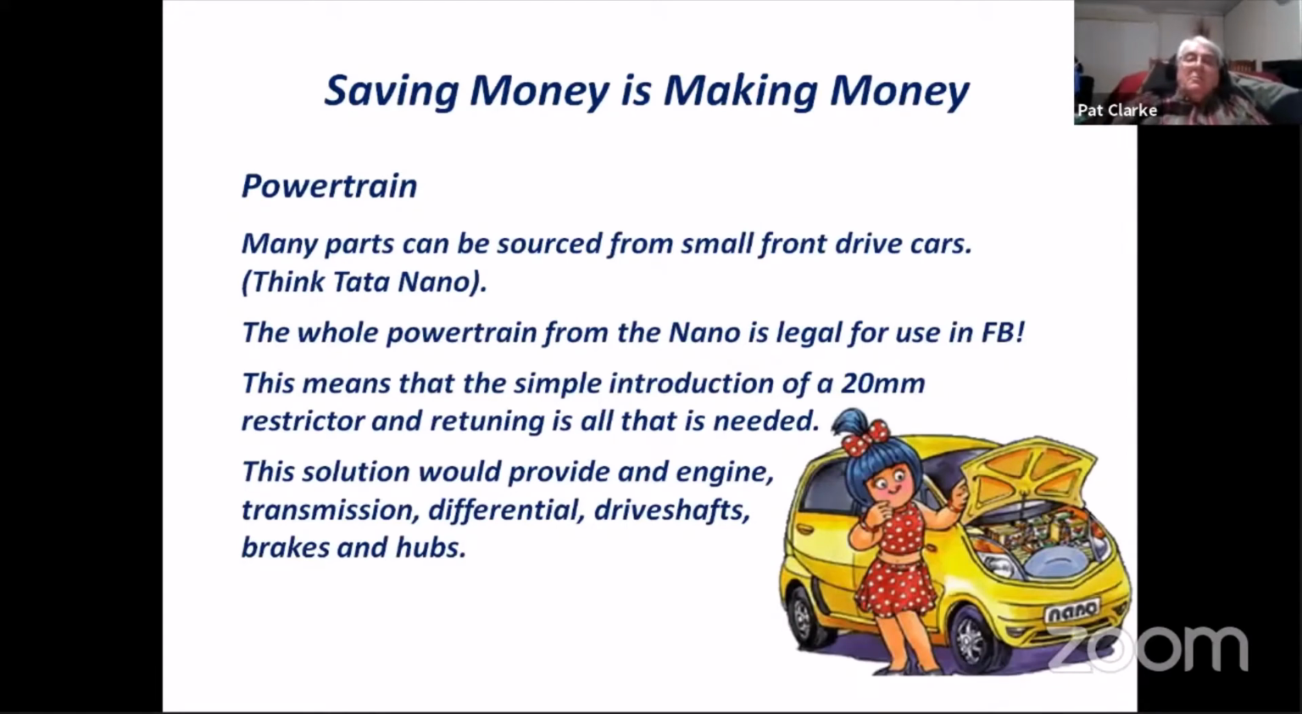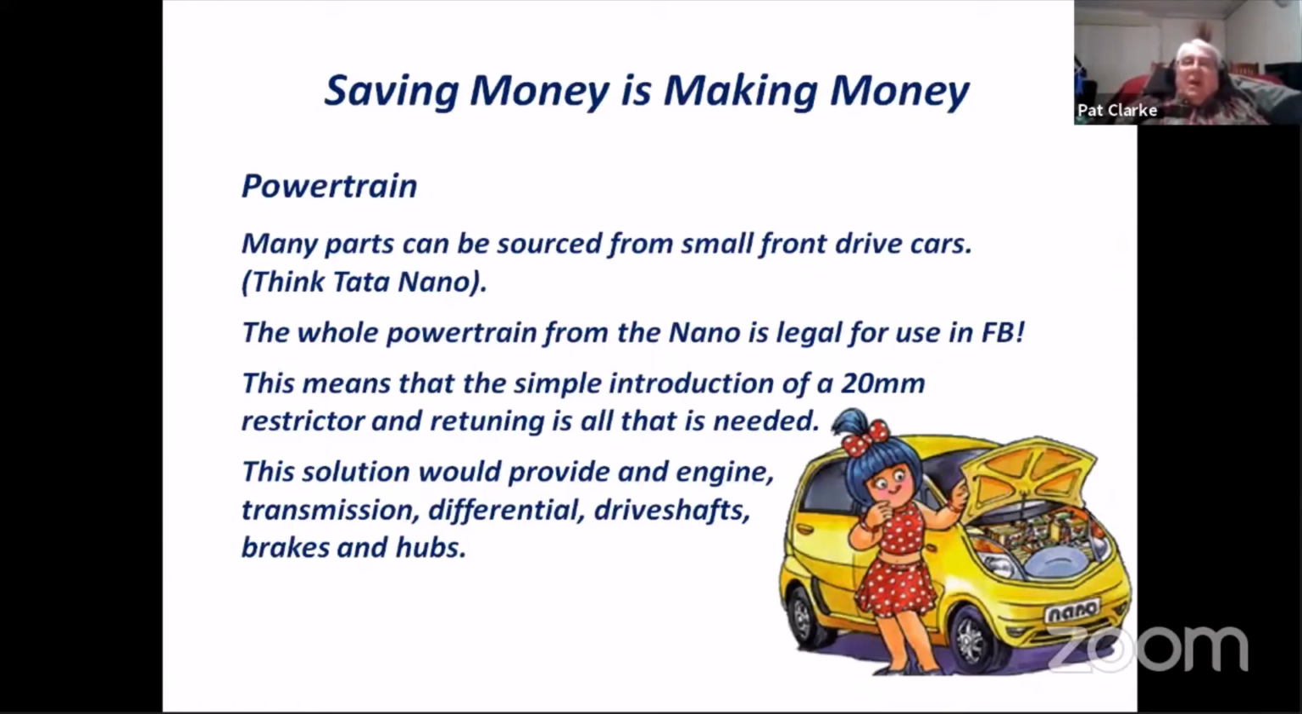There's a different solution though. Many parts can be sourced from small front drive cars, and I'm saying here, think Tata Nano. The whole powertrain from a Nano is legal for use in Formula Bharat, with the only necessity to add a restrictor in the induction system. The maximum engine capacity is 710 cc's. The Nano is 625, fits in there. The Nano is a 2-cylinder overhead camshaft engine. It's got a Bosch fuel injection system. It's a reasonably modern little car. It includes its own four-speed transmission, its own differential, drive shafts, all sorts of good stuff.